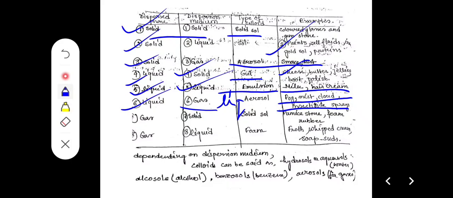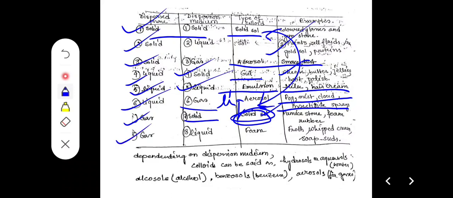Then, if the dispersed phase is gas and the dispersion medium is solid, gas added in solid, it should be termed... I think there must be a misconception. Okay, we rectified this. Pumice stone, foam, rubber, and so on. That should be solid foam. We have to check this in the next class. Most probably it is solid foam.